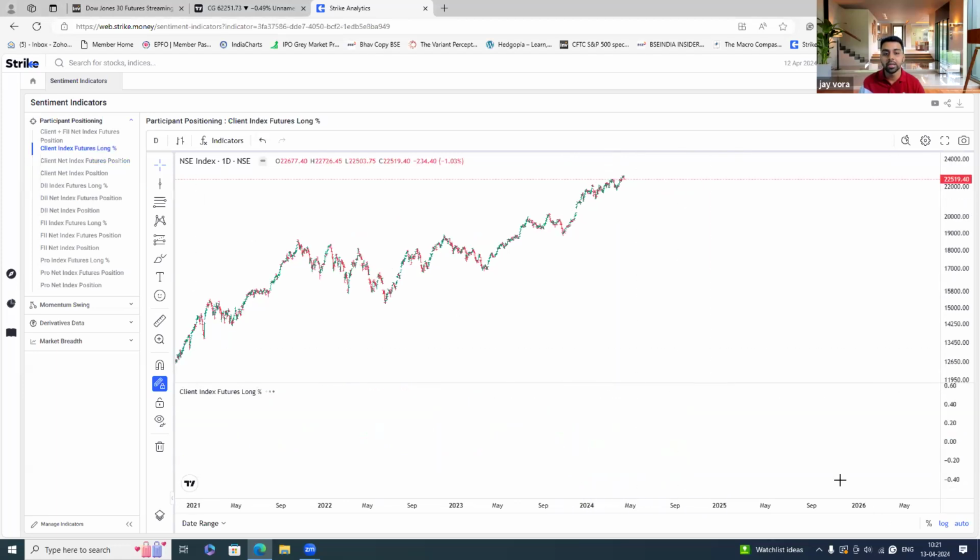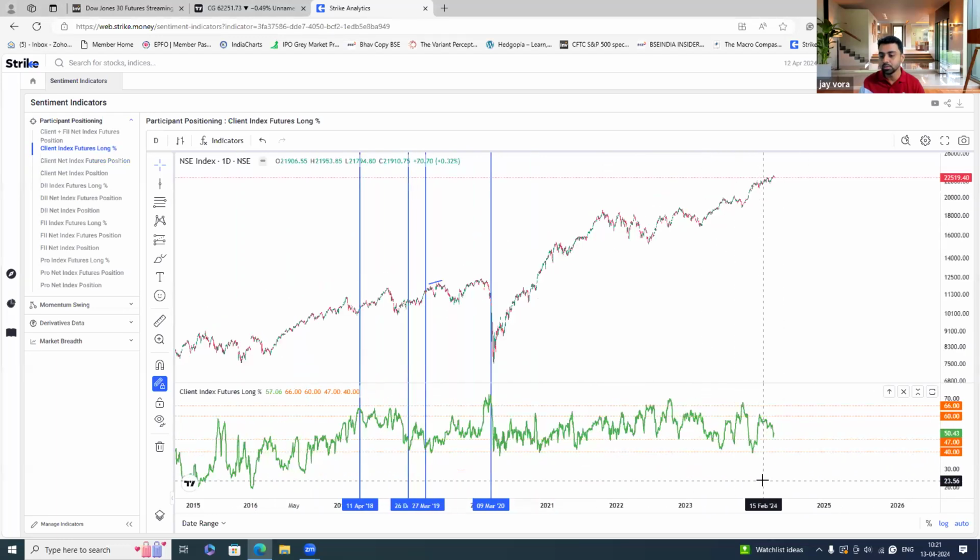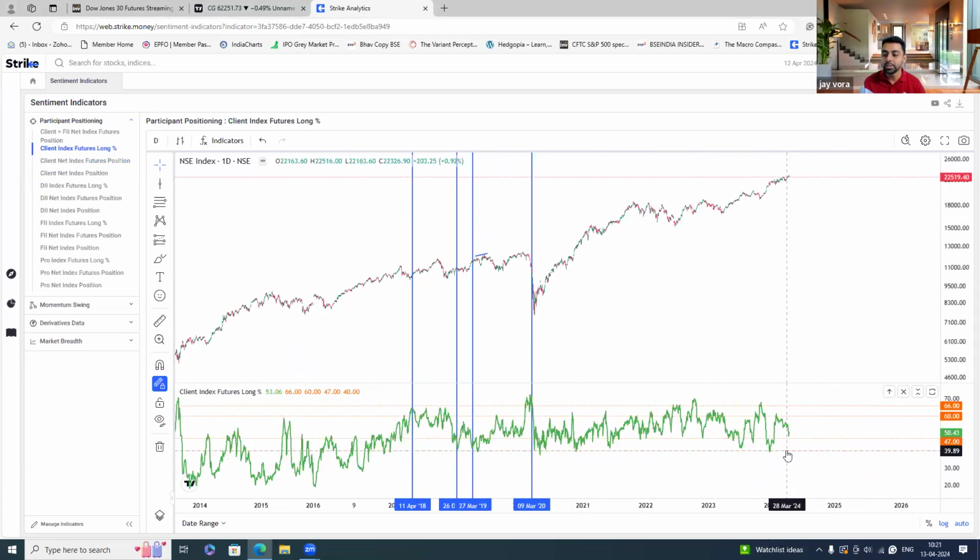Now, you can see the same thing in absolute terms as well, and in percentage terms as well. Okay. So in percentage terms, whenever the net long goes to around, say, 40% or so, that's where a bottom occurs. And when their net long is somewhere around 66% or so, that's where it gets extreme, and we can eventually expect a correction or a pullback.